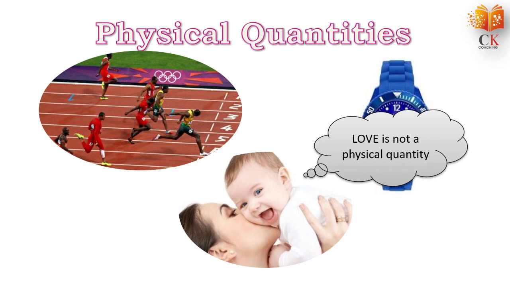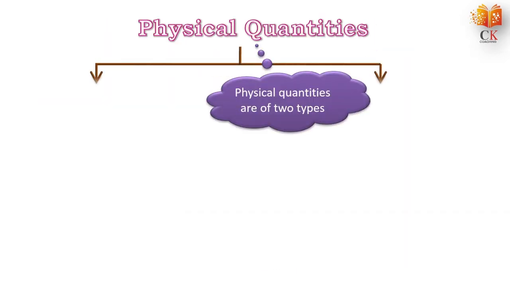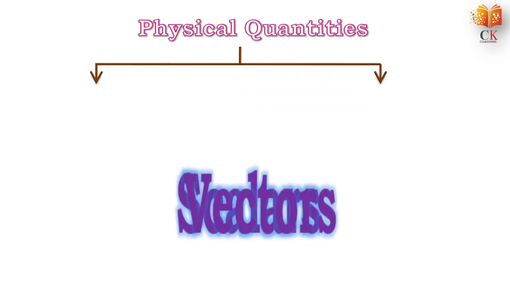So, emotions will not take place in our curriculum of physics. Anything which can be measured with the help of some mathematical value is a physical quantity. Otherwise, it's not a physical quantity. We have two types of physical quantity. One is called the scalar quantity. Another one is the vector quantity.